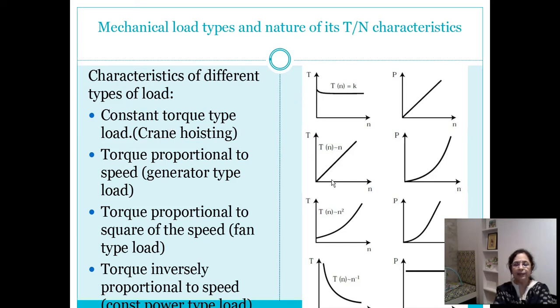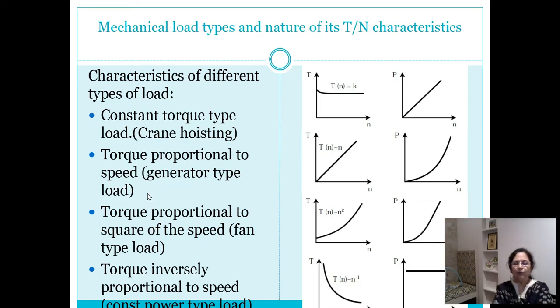The second category is torque proportional to speed. Now we can see that torque is linearly increasing in proportion to speed. So as speed increases, the torque demand of the load also increases linearly, and in that case the power demand curve becomes like this, because power is the product of torque and speed. Torque is directly proportional to speed, so in a way power becomes proportional to the square of speed, and so this is indicated as square proportionality.